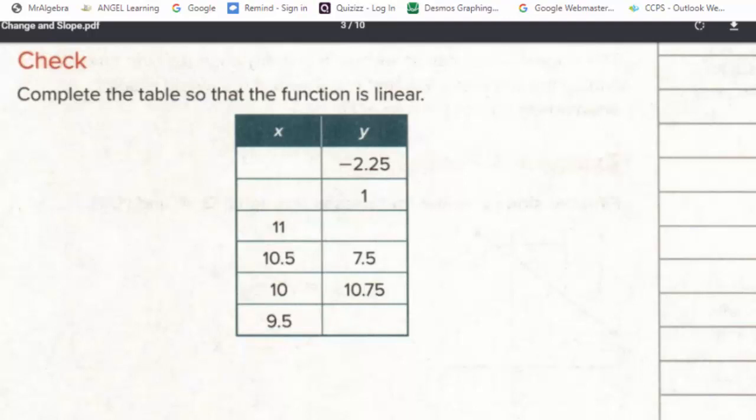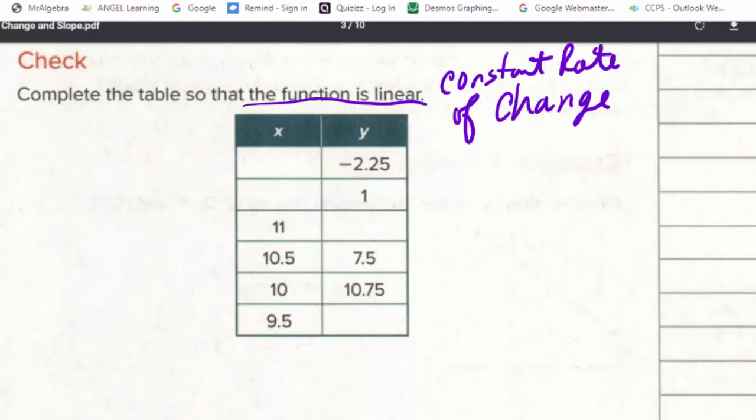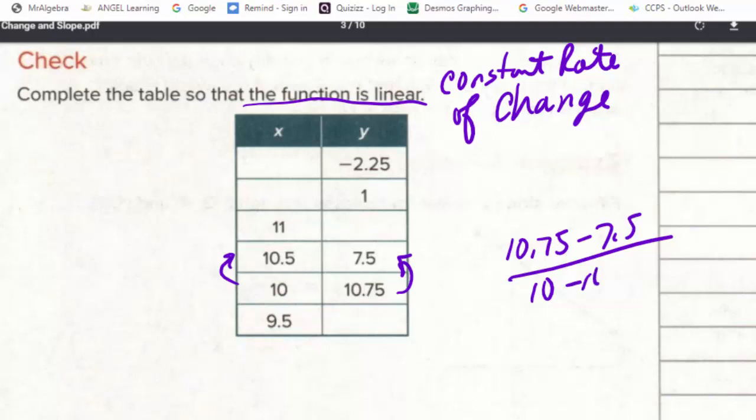Okay, for this video, we got to complete the table so that the function is linear. In other words, it has to have a constant rate of change. All right, so the first thing I'm going to do is calculate the rate of change between here and here, because those are the only 2 complete points that I have to start with. So the top one will be 10.75 minus 7.5 and 10 minus 10.5.